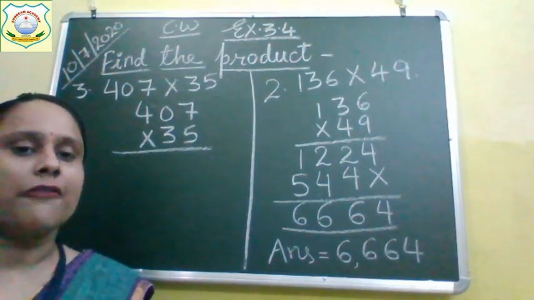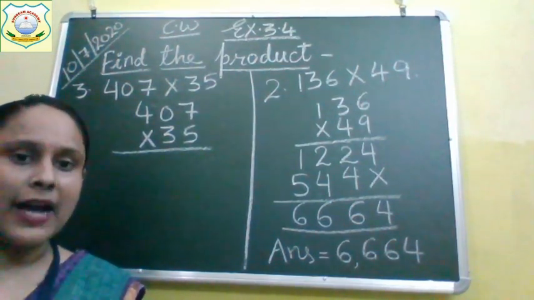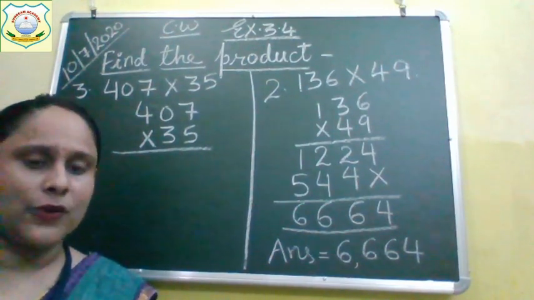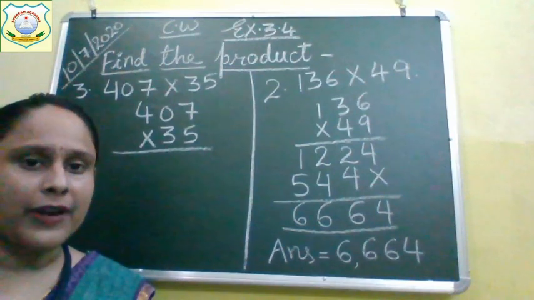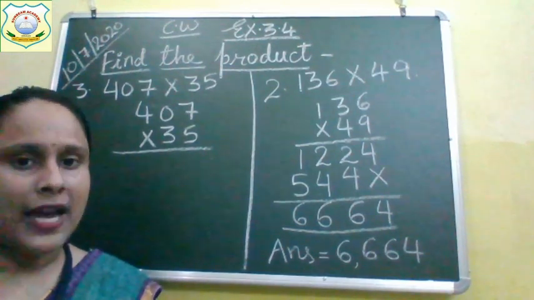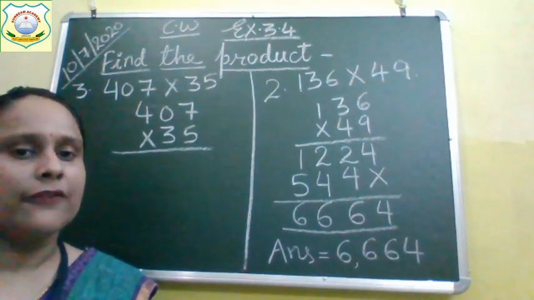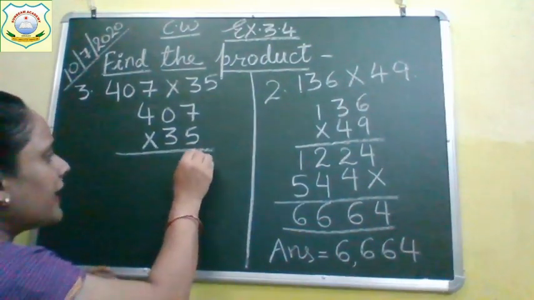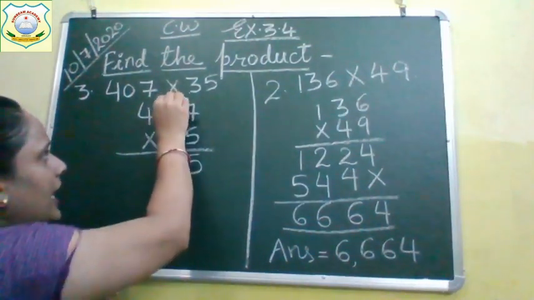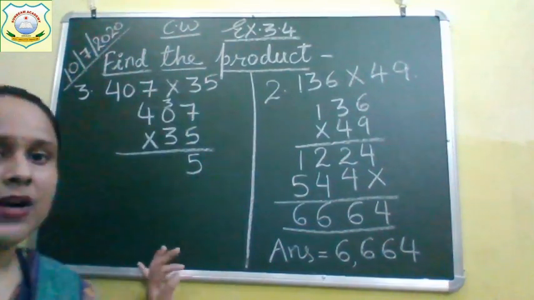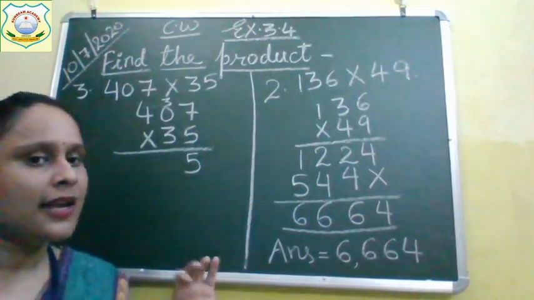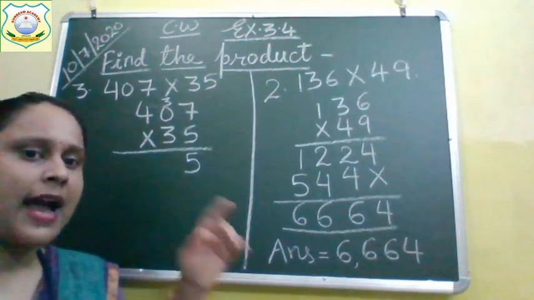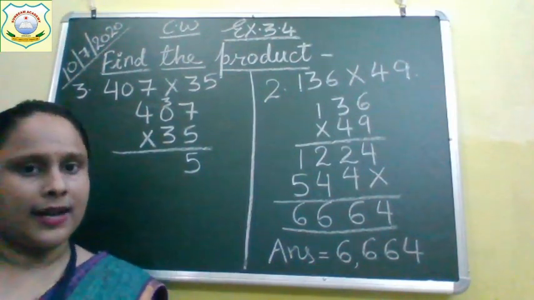5 ones are 5, 5 twos are 10, 5 threes are 15, 5 fours are 20, 5 fives are 25, 5 sixes are 30, 5 sevens are 35. So write down 5 and take the 3 as a carry, because we take which number for carry? First number. The last number we write there in the place and the first number we take for carry.